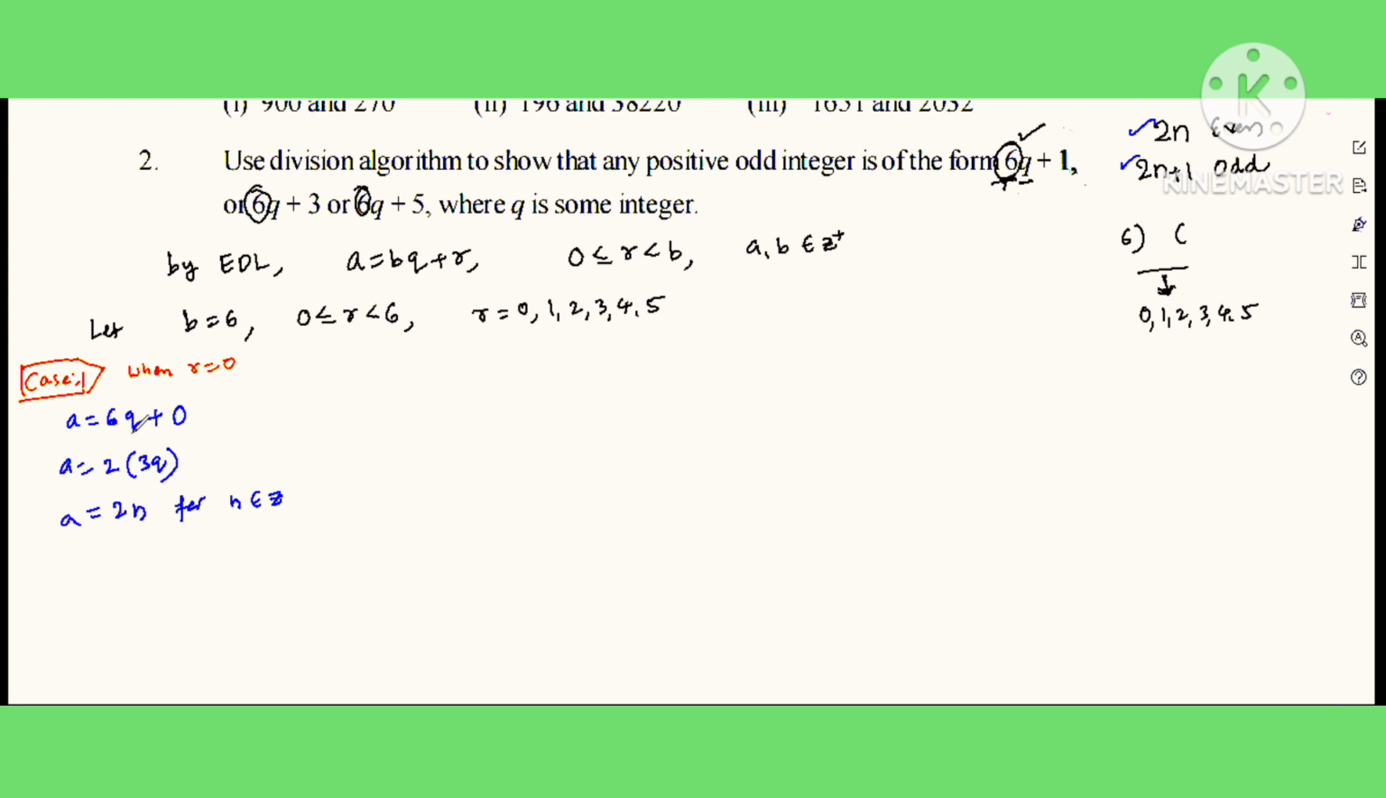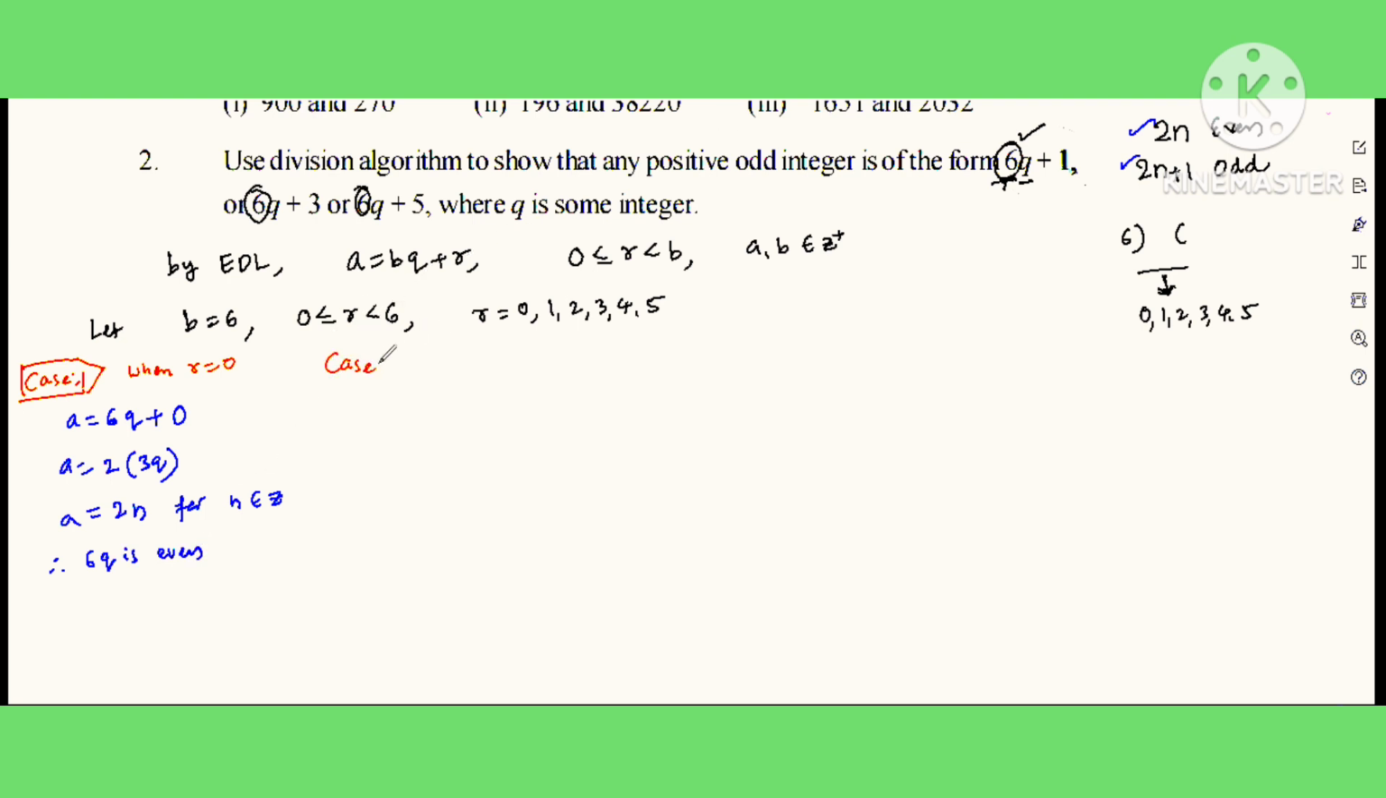So 6q is converting into an even number. Therefore, you can write a equals 6q is even. You can write that simply: therefore 6q is even. Now let us take case 2.